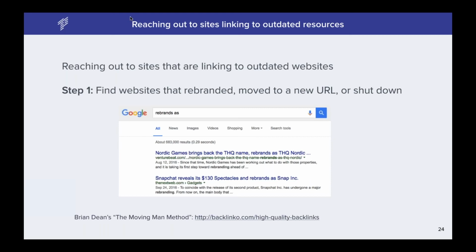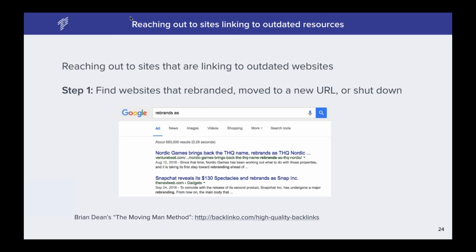The idea is to reach out to sites linking to outdated sources. This is pretty similar to broken links, however, there are some differences. First of all, it's really important that you reach out to authoritative sites in your niche. So again, they have to be relevant. And you are reaching out to sites that are linking to websites that have either rebranded, moved to a new URL, or just shut down.